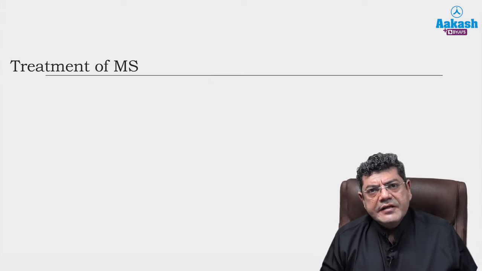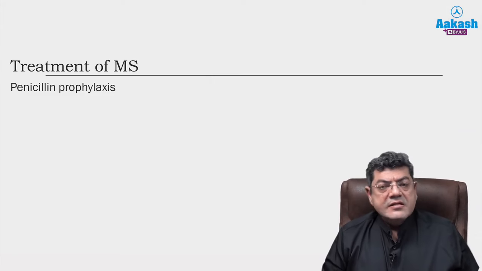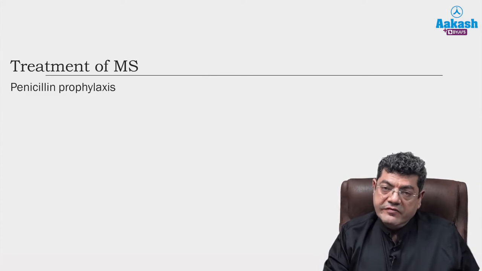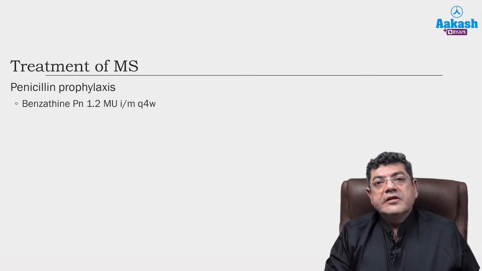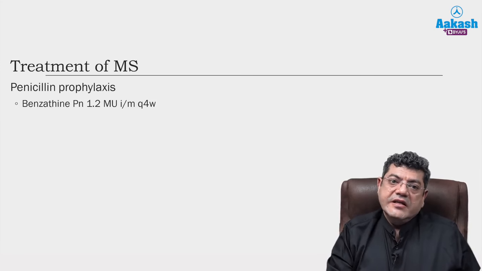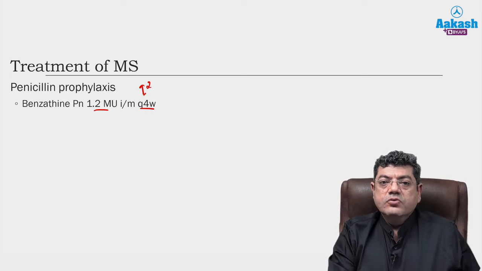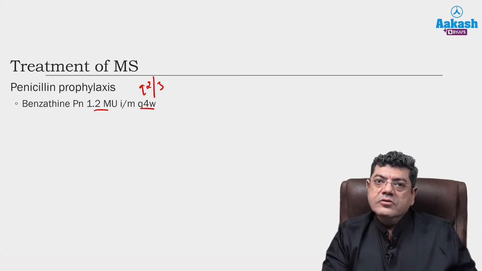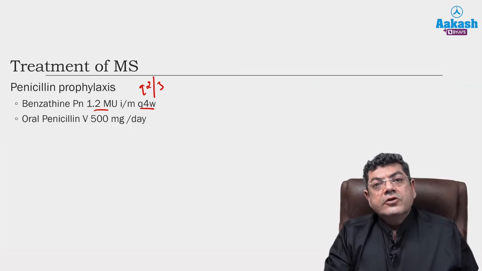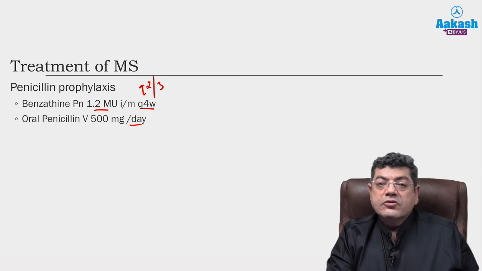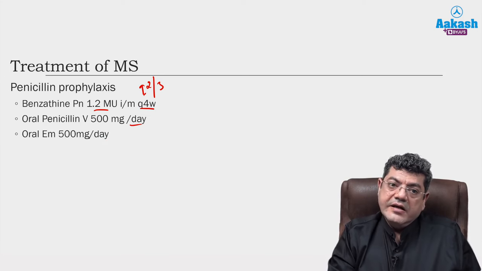And how do you treat them? So, penicillin prophylaxis to prevent recurrent episodes of acute rheumatic fever. So, either you can give them intramuscular benzathine penicillin. So, adult patients when their weight is more than 27 kg, 1.2 million units every 4 weeks. If you give it every 2 weeks or every 3 weeks, it is more effective, but very difficult to implement, right? You can also give oral penicillin, but that will have to be given daily. You can also give oral erythromycin, again daily.